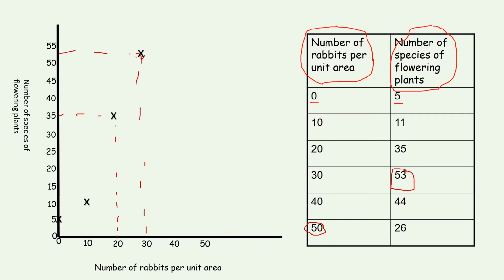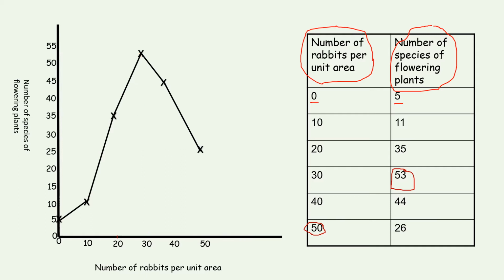and then you'd go along to 40, and then up to 44, and you'd put a cross, and then along to 50, and then up to 26, and then you put a cross. And then you would join all the crosses with a ruler. Obviously you wouldn't have these dotted lines, I was just showing you how you would put your plot points. So well done if you managed to draw your graph.